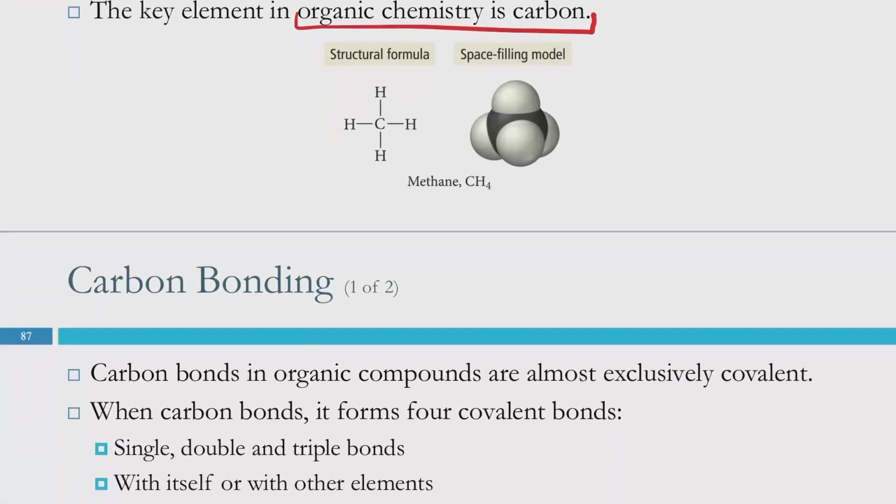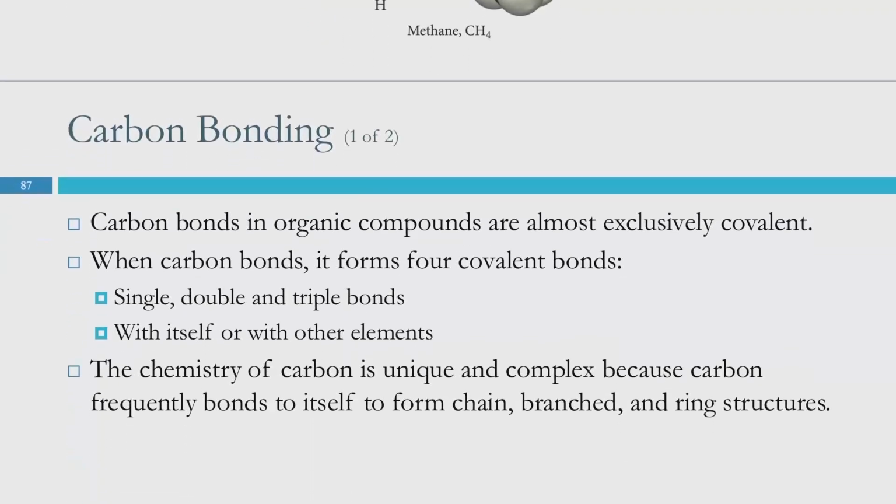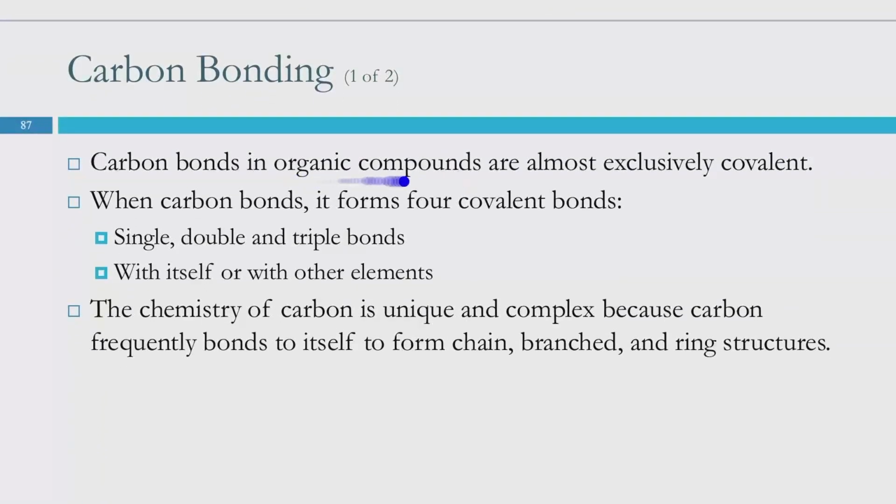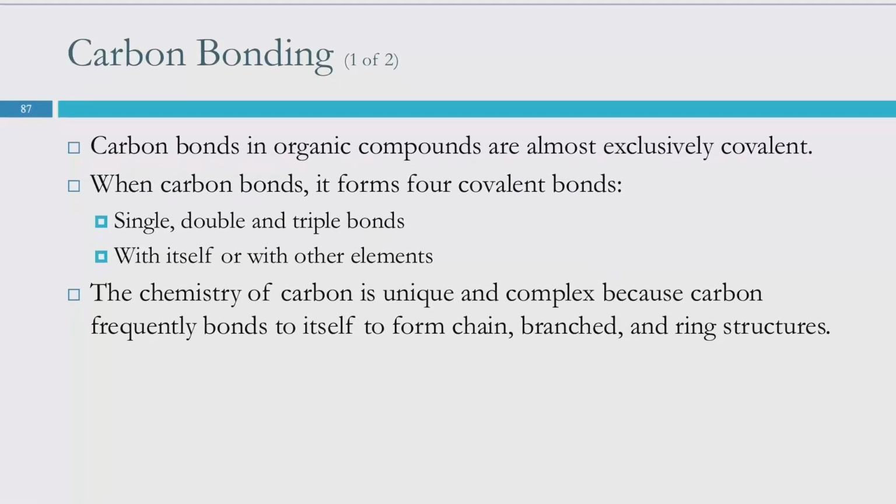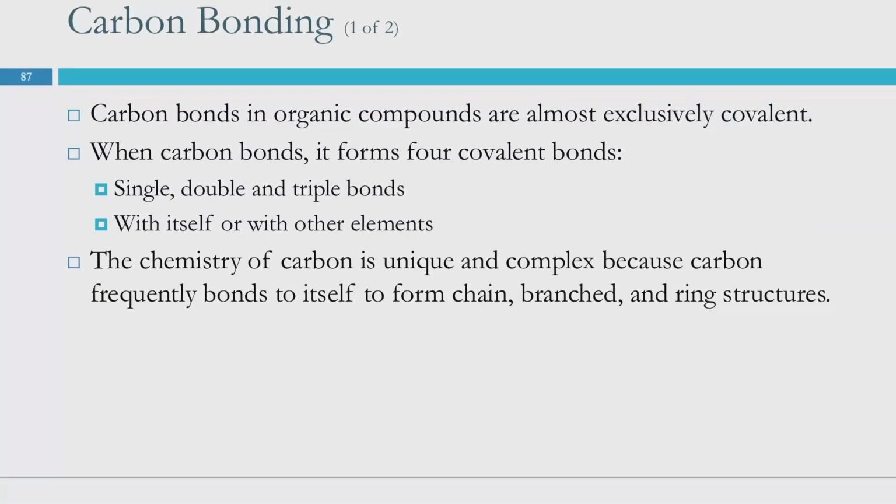So organic compounds typically have carbon in them. Carbon bonds in organic compounds are almost exclusively covalent. They're actually sharing their electrons like they were supposed to, like they learned in kindergarten. When carbon bonds, it forms 4 covalent bonds. Carbon forms 4 bonds, just a general rule of thumb. It will almost never have more than, or fewer than, 4 bonds.